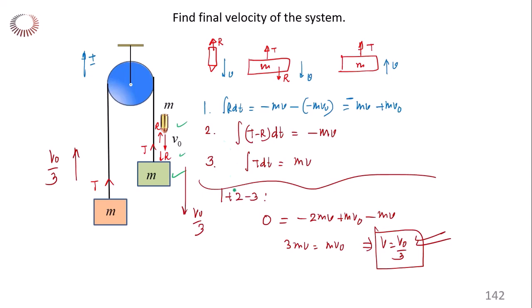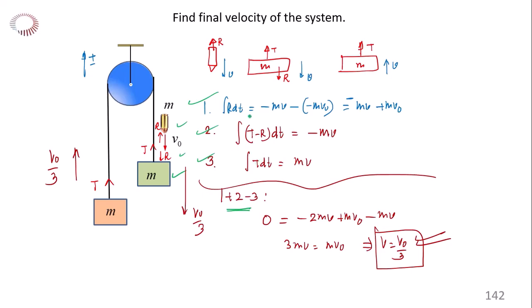But here, 1 plus 2 minus 3 will not give the value of 0, that means you cannot directly apply the conservation of linear momentum. So for that, I have to go for the impulse momentum relation. Every problem cannot be dealt with the linear momentum conservation equation, but all the problems can be dealt with the impulse momentum relation. That's why this is the most powerful equation.